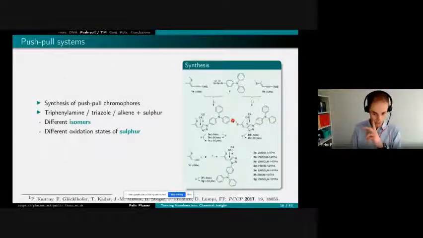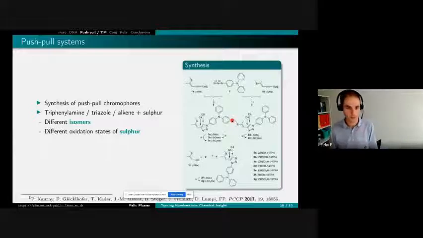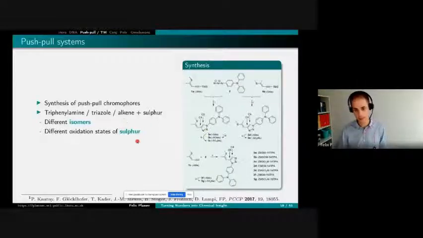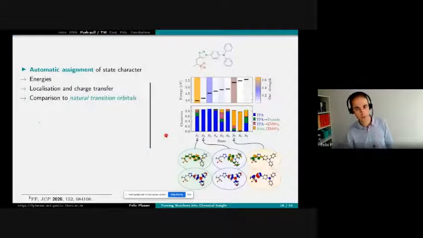So for example, this is one thing from some synthetic chemists from Vienna that came to me. They synthesized these amazing molecules with the triple bond and the 3 nitrogen atoms, and then you have the triazole, kind of click chemistry. And so they created different isomers, different oxidation states of sulfur, and then the question is, okay, now you run these computations and you just want to present the results in a compact way. And here I just want to show you how we can characterize states in push-pull systems.